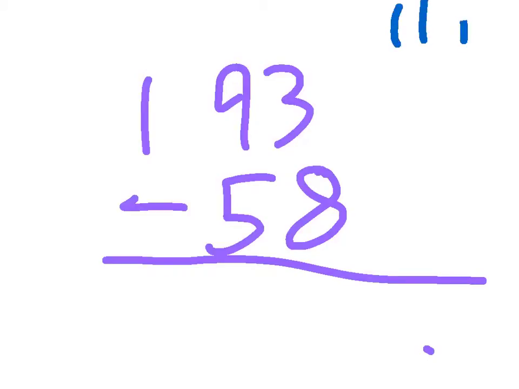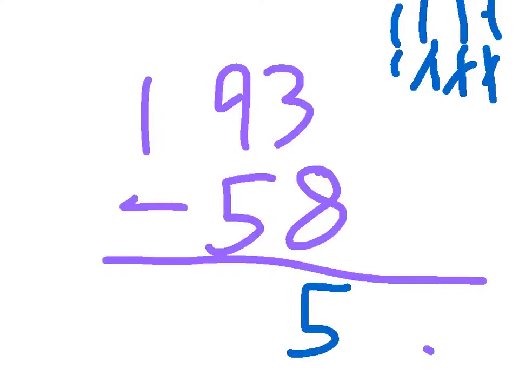So 1, 2, 3, 4, 5, 6, 7, 8. -3, 1, 2, 3, 4, 5. Write down 5, blah, blah, blah. This is easy math. Blah, blah, blah, blah, blah, blah, 3. Oh my god, this is so easy. Blah, blah, blah, blah, blah, blah.